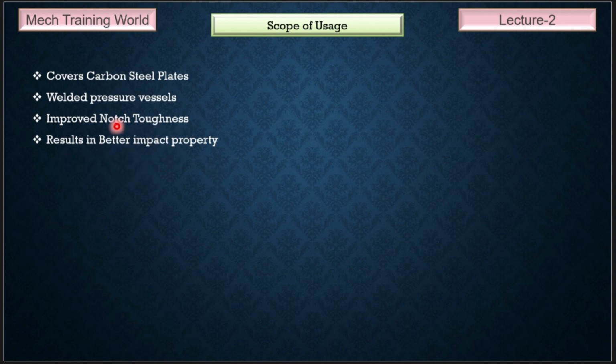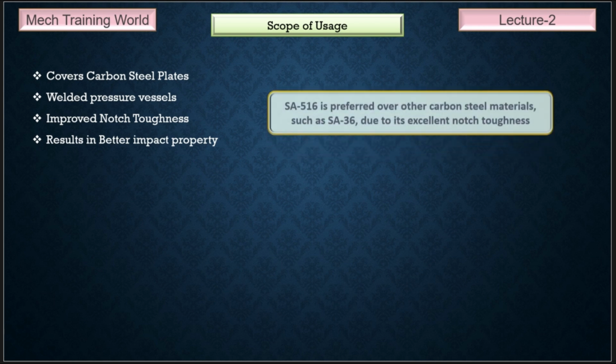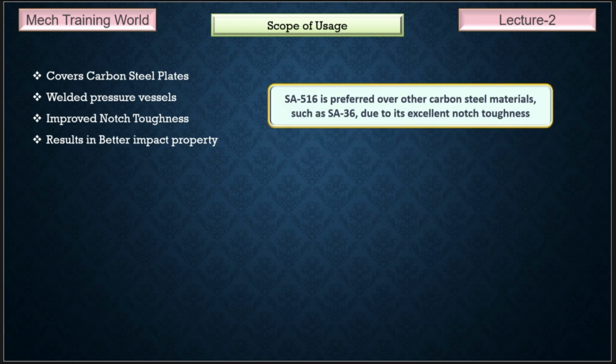Okay, this type of material is generally used for cryogenic applications. So that's why I already told you that the application for this material is low to moderate temperatures. That's why SA-516 is preferred over carbon steel materials like SA-36 and SA-283. We prefer SA-516 due to its excellent notch toughness, which results in better impact properties. That's why SA-516 is used for low and moderate temperatures. I hope you understand this point.